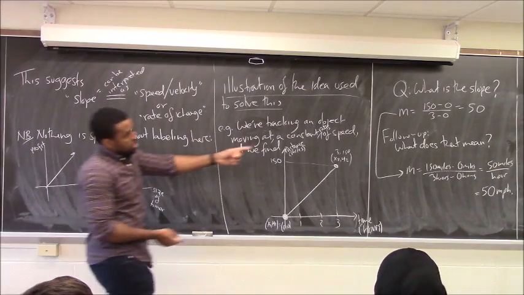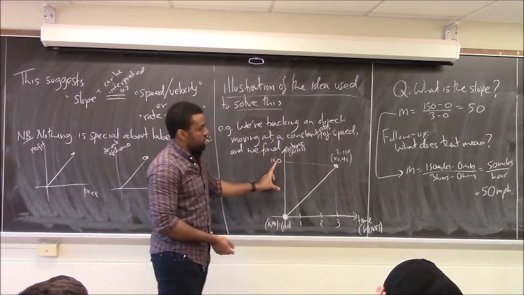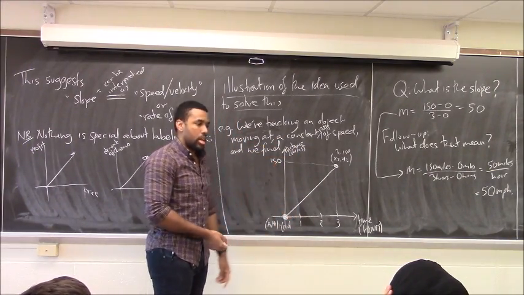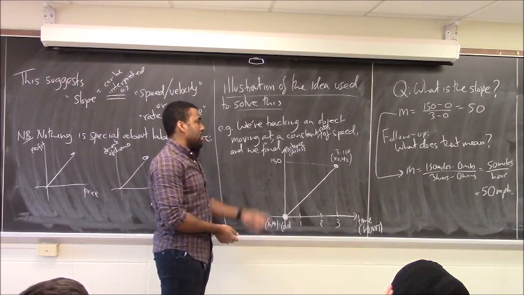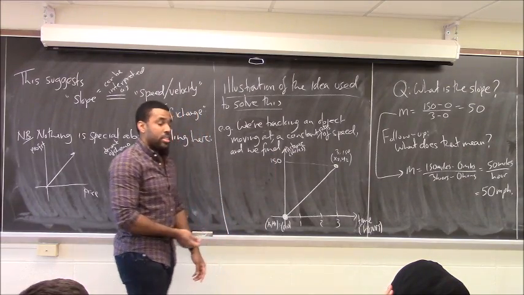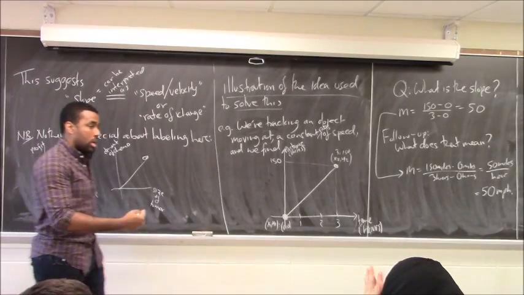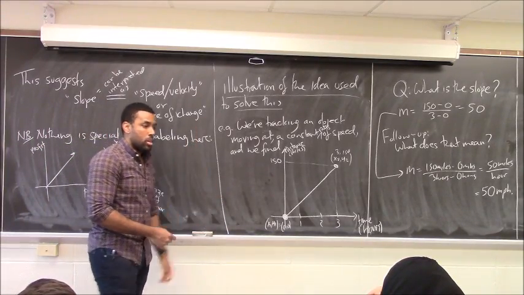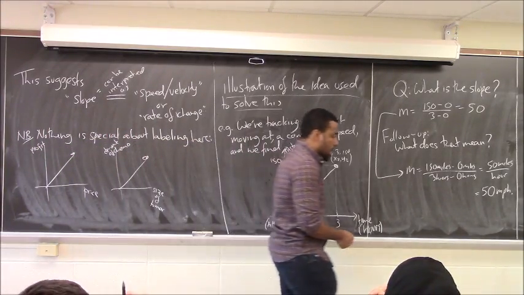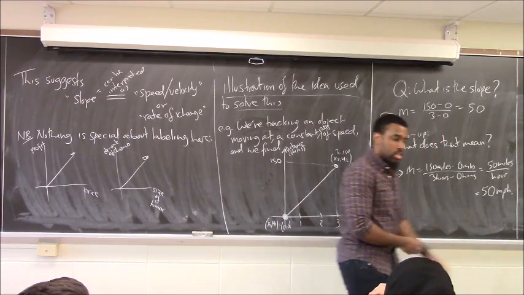This 50 here describes how fast your distance was changing in relation to time. You can know, for example, that your distance is changing 50 times faster than the time is changing. Every time time moves by 1 hour, distance will move by 50, right? A 1 unit increase in your time creates a 50 unit increase in your distance.